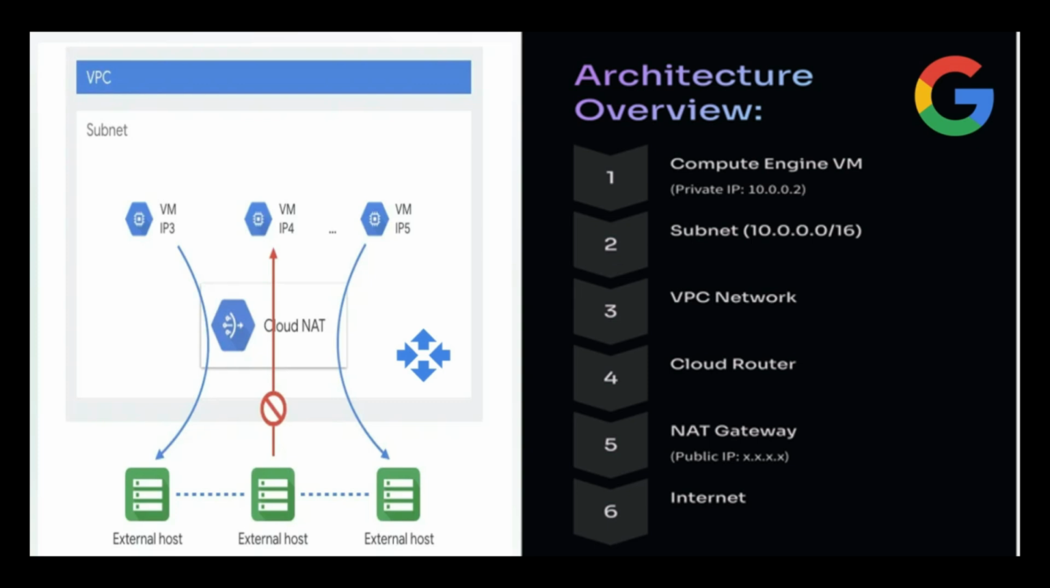The next component is the Cloud Router. The router dynamically routes the traffic within your VPC, to exchange routing information between the VPC and the on-premise network. The next component is the NAT gateway. The NAT gateway allows the VM instance in the private subnet to access the internet while keeping their private IP address. The NAT gateway has its own public IP address. Next component is the internet. The internet is accessible through the NAT gateway.